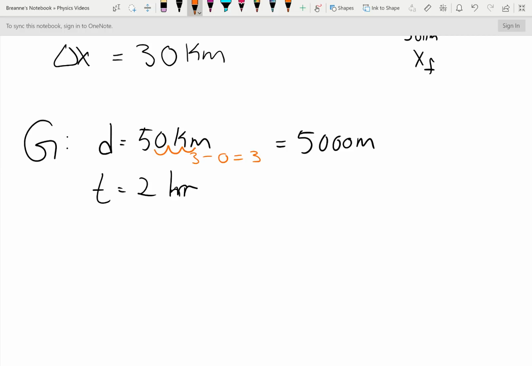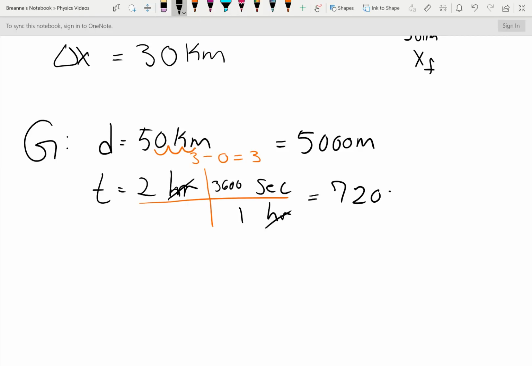We don't like hours, so we need to convert. We like seconds. So hours gets shunned to the bottom, seconds gets put on top. So 1 hour is 3,600 seconds. Hours cancel. So you just multiply. So you put that in your calculator, 2 times 3,600, and you get 7,200 seconds. So we have our distance, we have our time, our unknown, we're looking for speed.